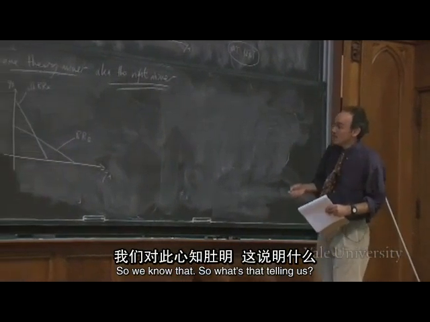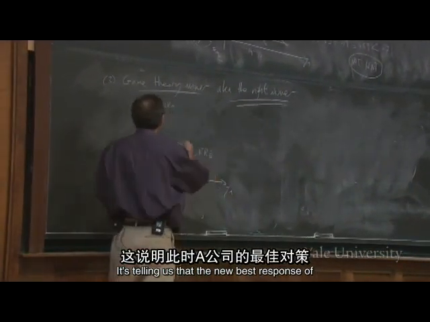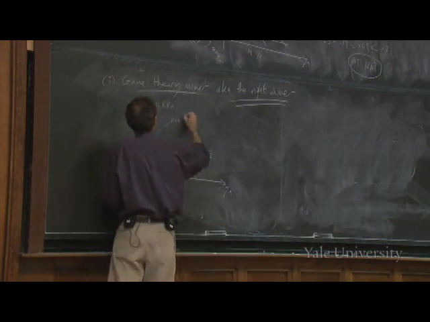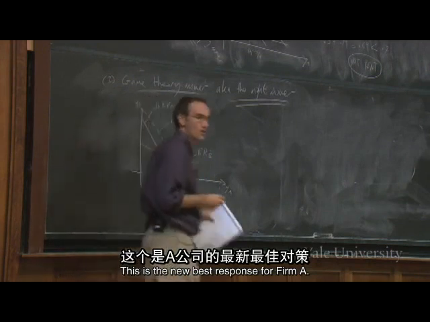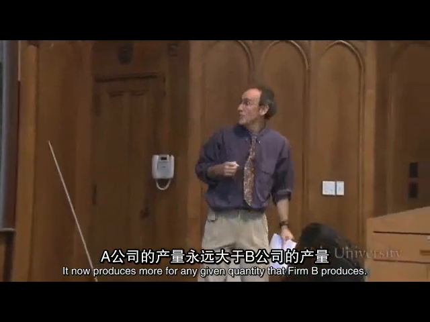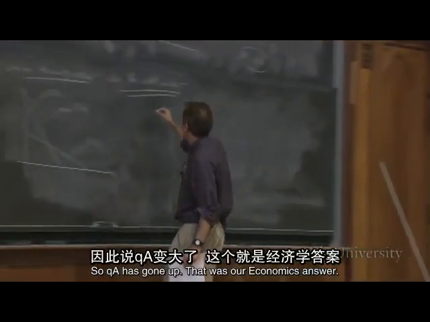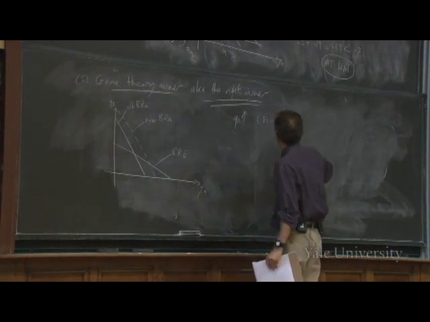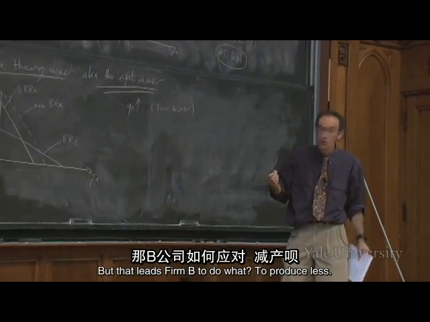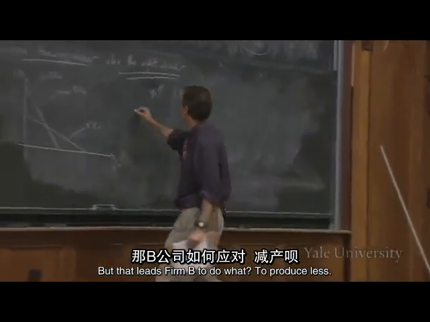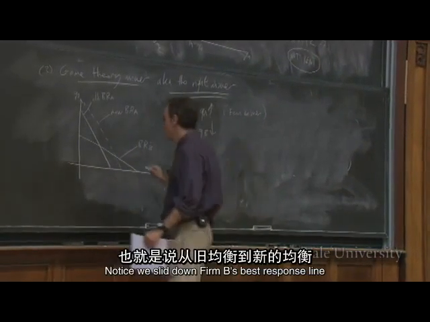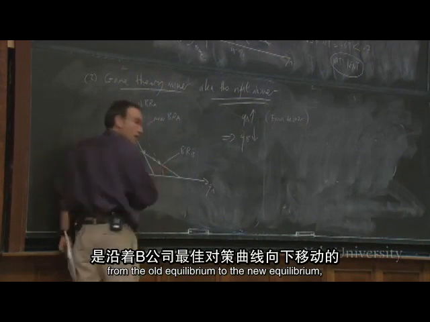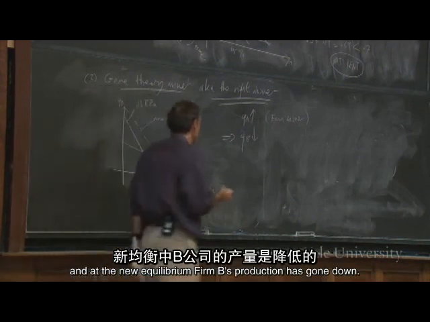We know that. So what's that telling us? It's telling us that the new best response of firm A is shifted to the right. This is the new best response of firm A. It shifts to the right. It now produces more for any given quantity that firm B produces. All right? So QA has gone up. That was our economics answer. But that leads firm B to do what? To produce less. That leads to QB producing less. Notice we slid down firm B's best response line from the old equilibrium to the new equilibrium, and at the new equilibrium, firm B's production has gone down.